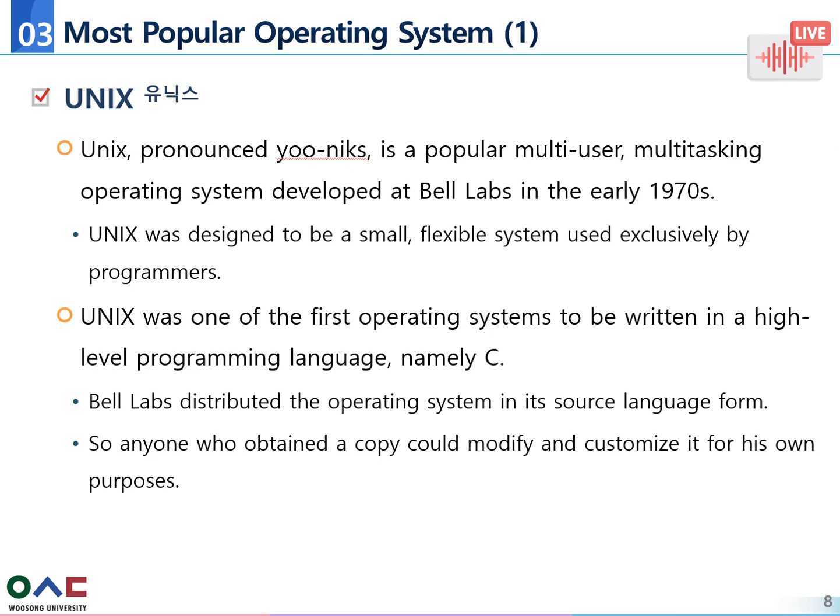Unix. Unix, pronounced Unix, is a popular multi-user, multitasking operating system developed at Bell Labs in the early 1970s. Unix was designed to be a small, flexible system used exclusively by programmers. Unix was one of the first operating systems to be written in a high-level programming language, namely C. Bell Labs distributed the operating system in its source language form, so anyone who obtained a copy could modify and customize it for his own purposes.